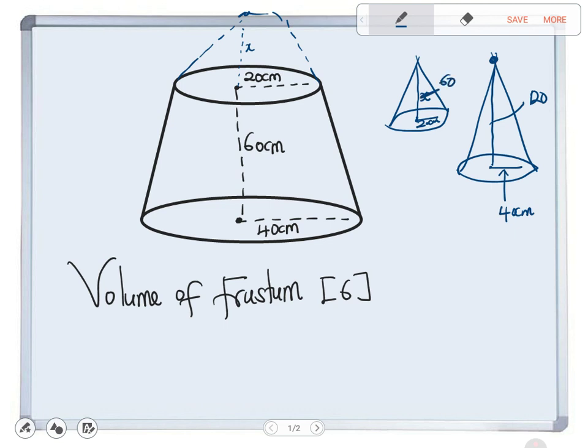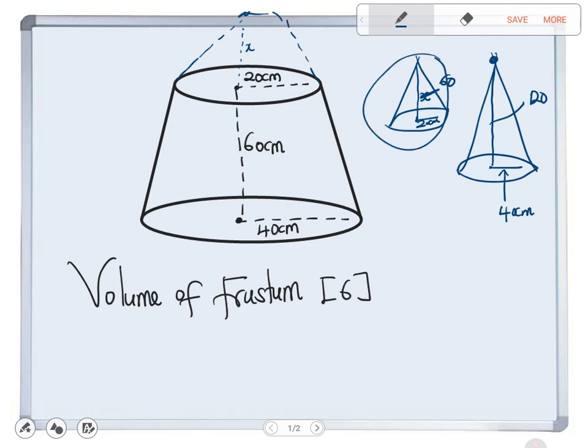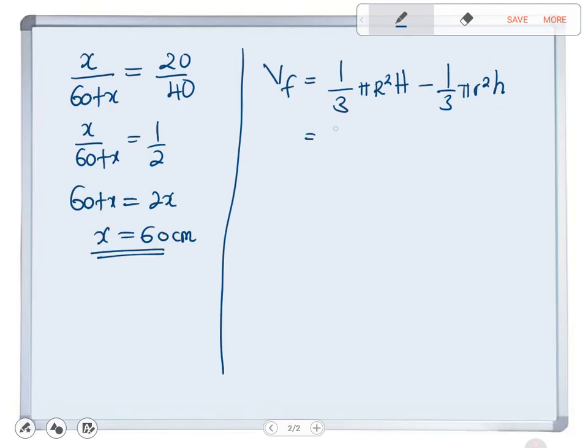What you need to do now is find the volumes of each cone. Remember that the difference in the volumes gives you the volume of the frustum. So volume of a frustum is equal to volume of the larger cone minus the volume of the smaller cone. In this case, small h is just x, which is 60, and the capital H is 120, which we can easily factor out. We remain with r squared h, R squared H.